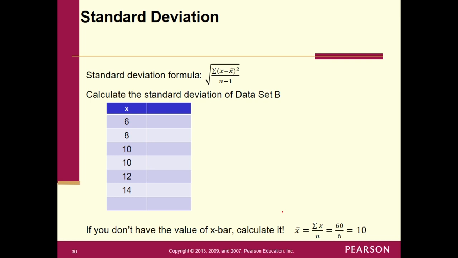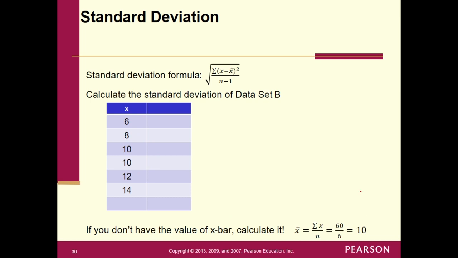Maybe you should pause this, make sure you can do this in your calculator, or do this in your head, or however you want to do this. But we would take 6 plus 8 plus 10, 10, 12, 14, add them all up, right? You get 60 for the numerator. What's n? 1, 2, 3, 4, 5, 6. So we got 60 divided by 6, or 10.